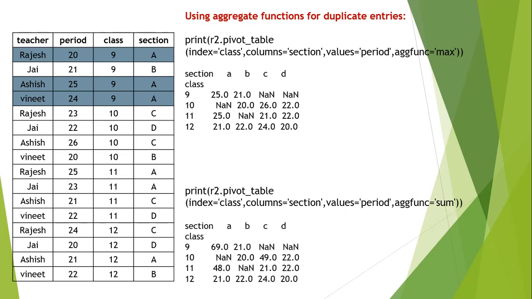You can see for class 9th A the answer is 69.0. How is it 69.0? Because the first one was 20, the second one was 25 and the third one was 24 in the period column. So it has added those three entries, and 20 plus 25 plus 24 equals 69, and it has replaced that value with 69.0. Similarly, if any other multiple data entries are there, it has taken the sum of the periods and provided you the result. Okay, I think it's clear till now.